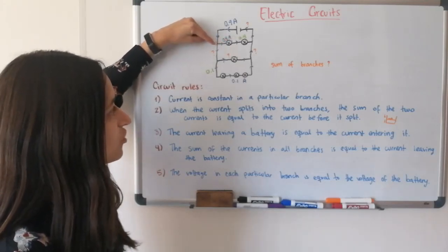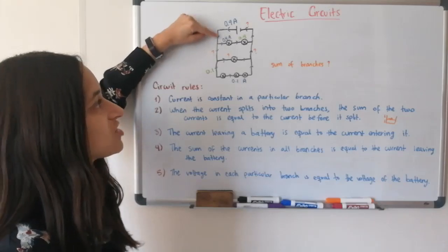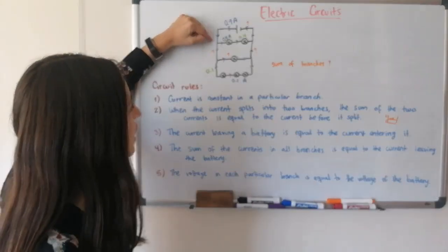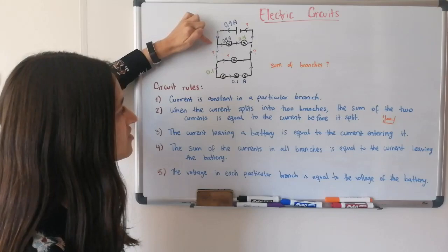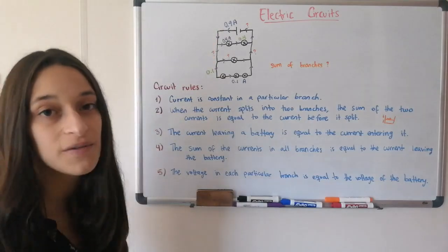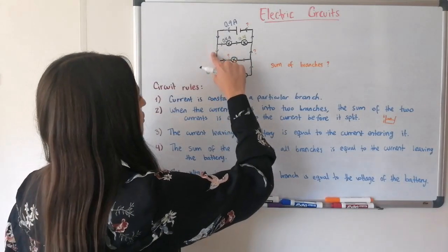0.4 goes this way, and the rest goes down. So we have to subtract. If 0.9 came in and 0.4 went this way, then 0.5 went down here. So this has to be 0.5.